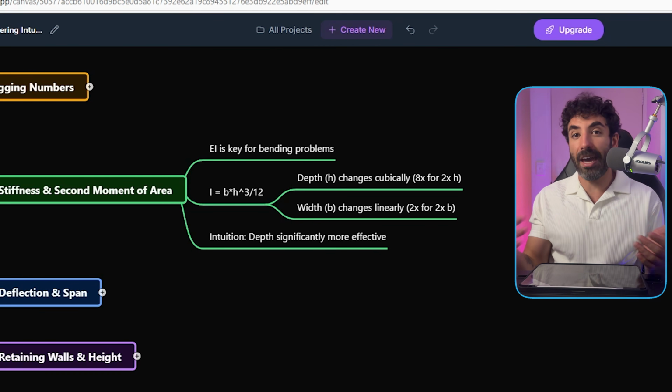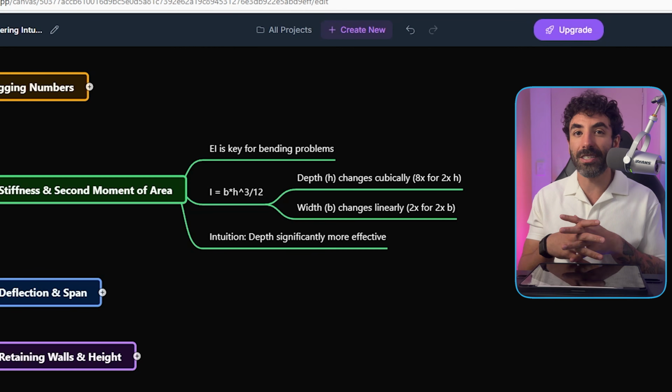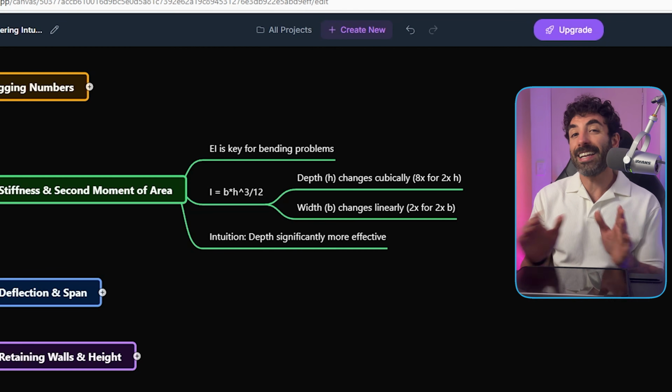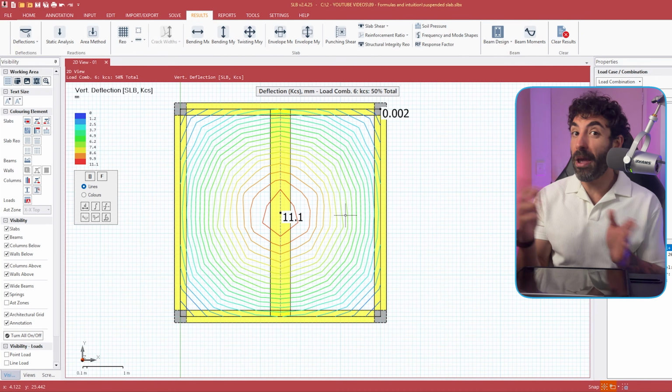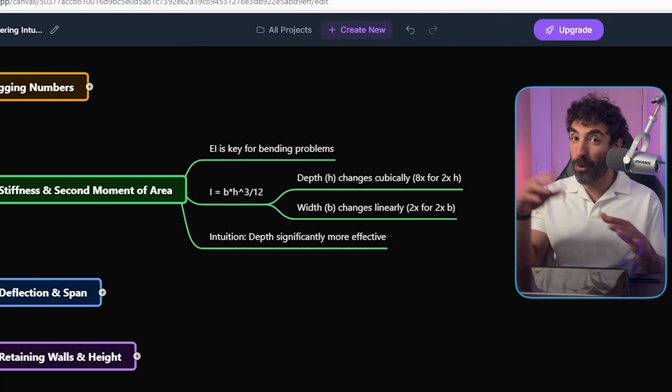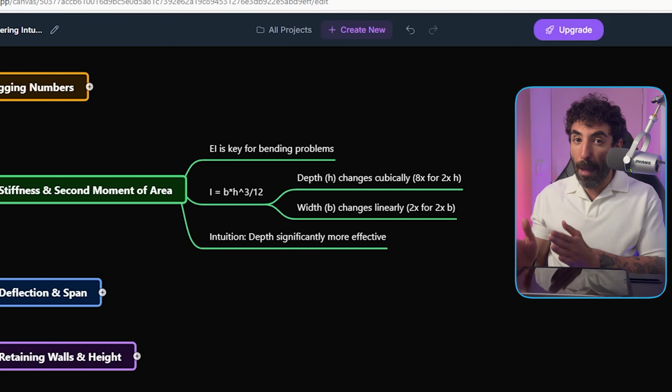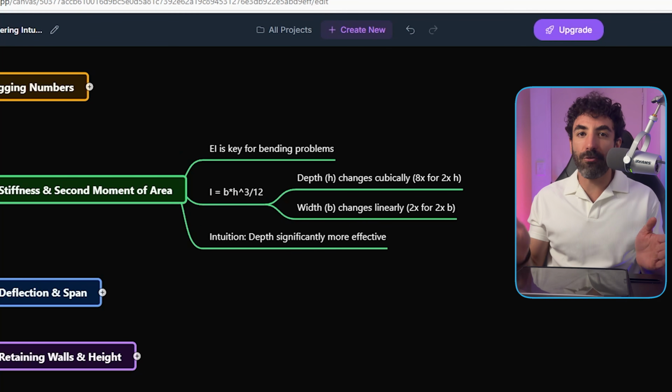If your goal is to make a beam stiffer, increasing the depth is often far more powerful than increasing the width. And that's exactly why the model barely changed. And the formula was already telling us that from the start. If stiffness is the goal, depth often gives you far more leverage than width.